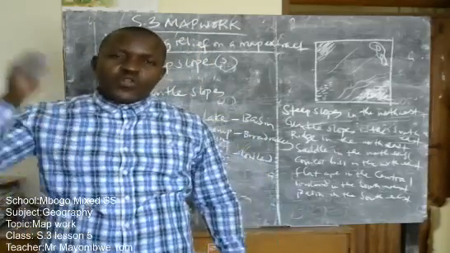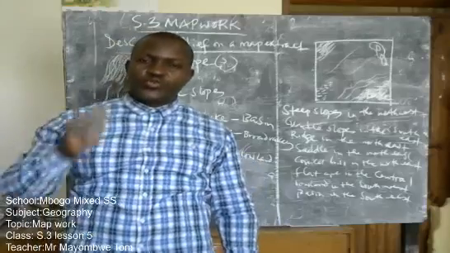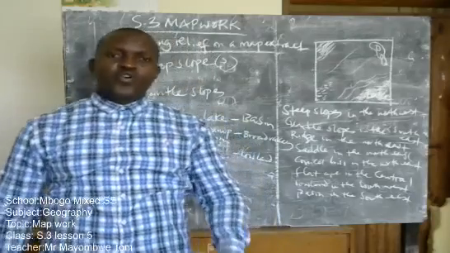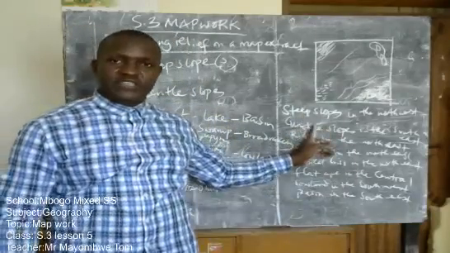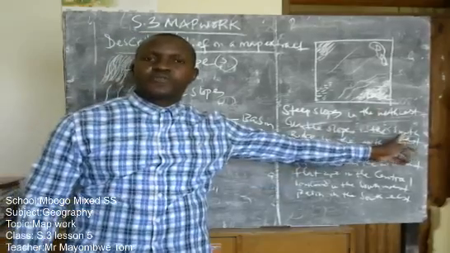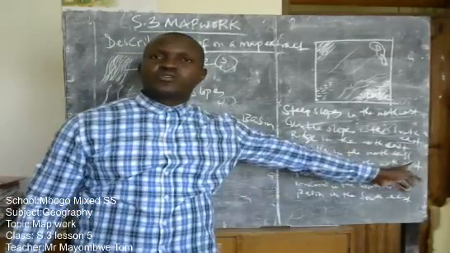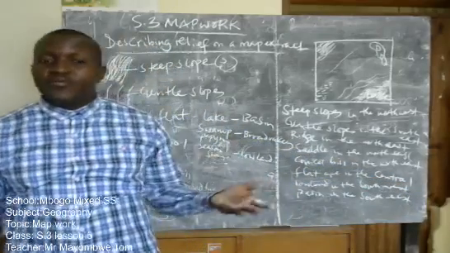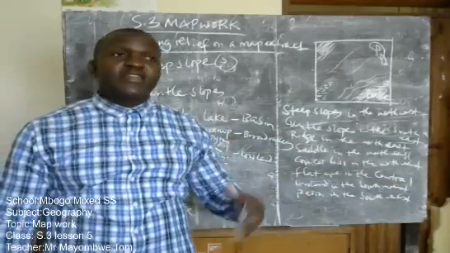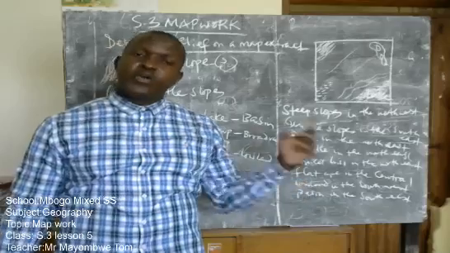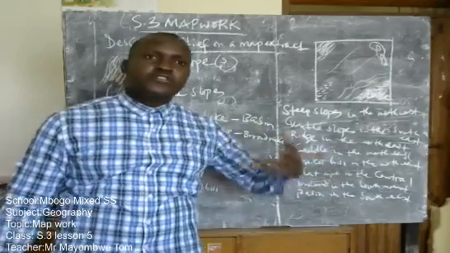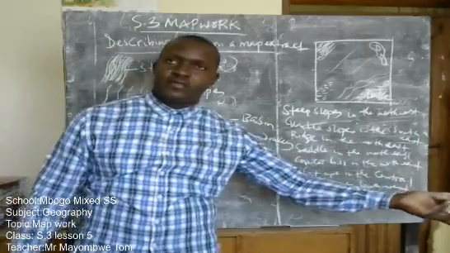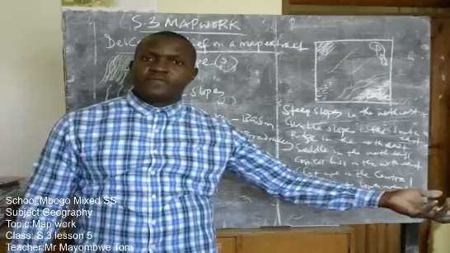So in describing the relief of the area shown on the map extract, you only need to identify a relief feature and its location. You don't have to use so many words. Simply tell us steep slopes. Where are they located? Gentle slopes. Where are they? Okay.